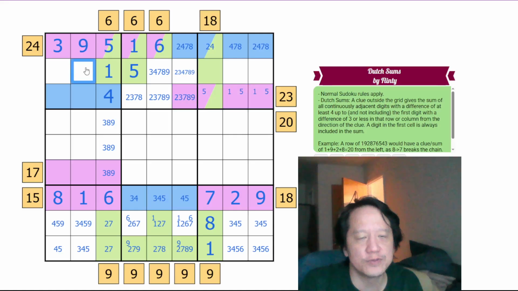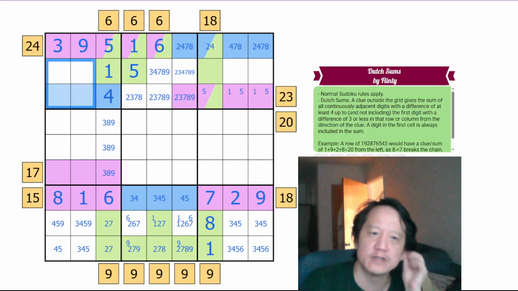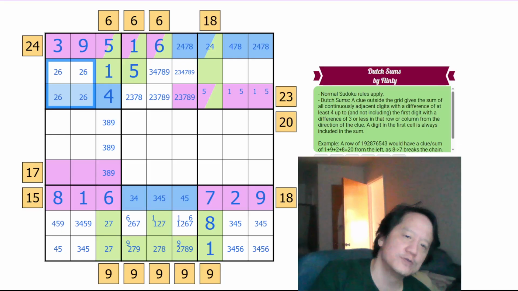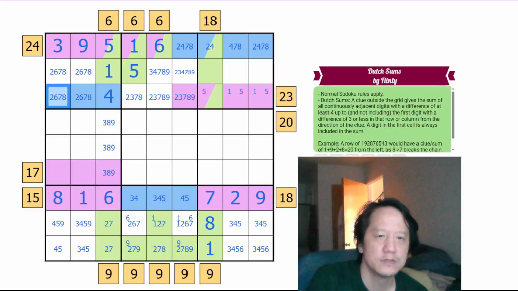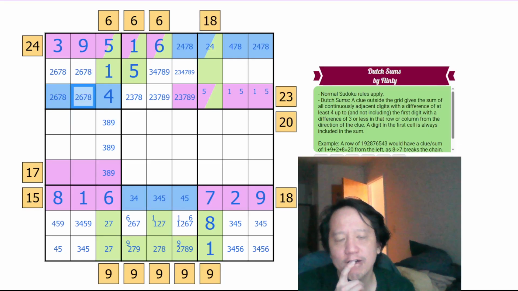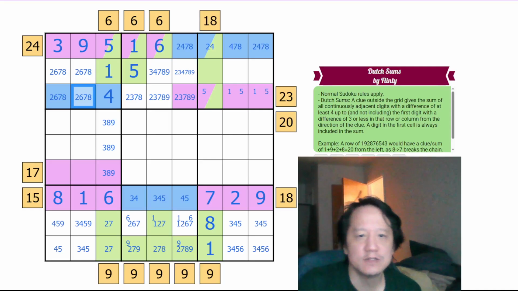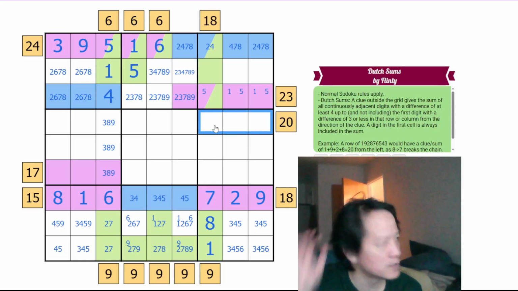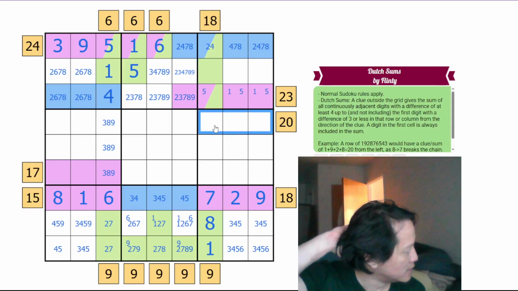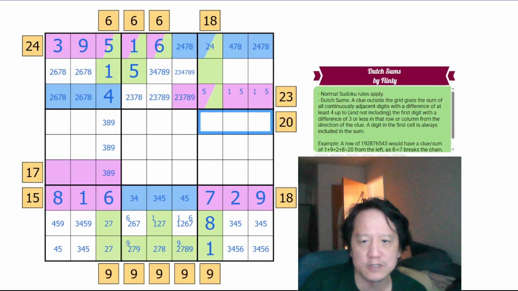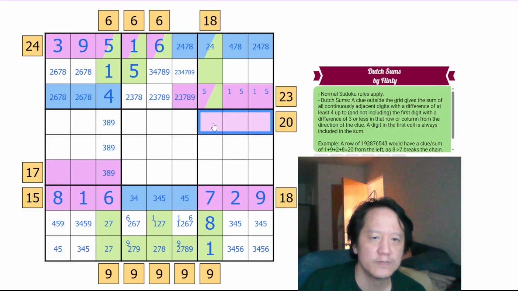This is 23. Remaining digits of box 1. We have 2, 6, 7, 8. Okay. 20 is going to be... you could have 8, 9, and 3. So it's 3 digits, at least.